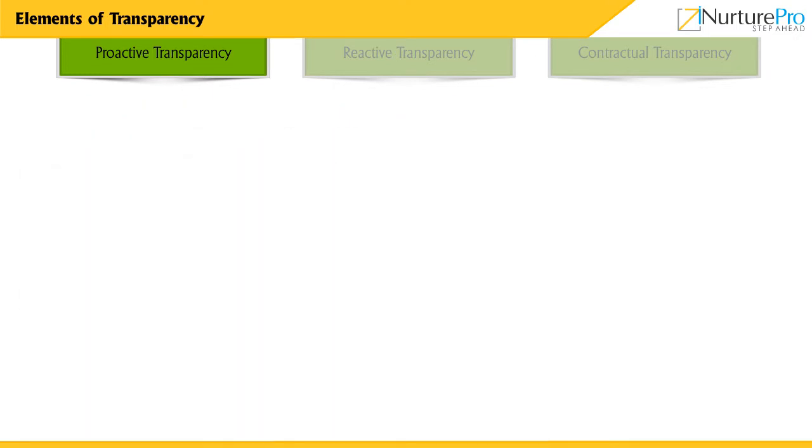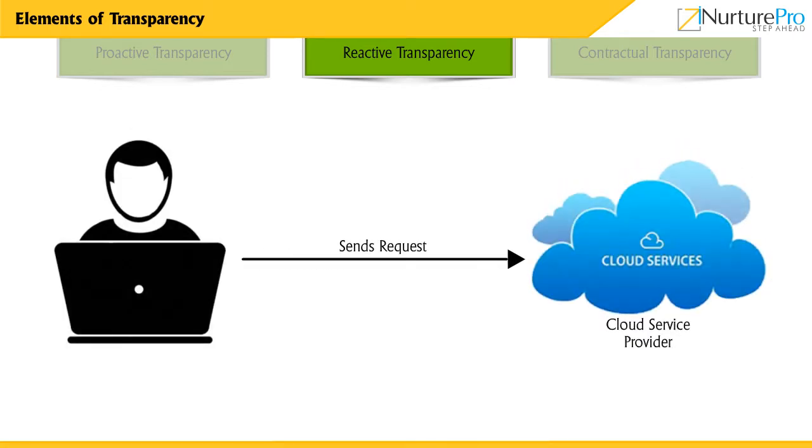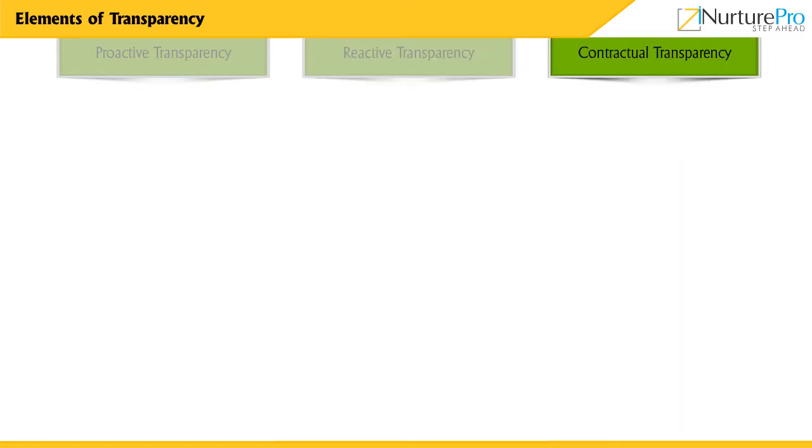Next, let's learn about reactive transparency. Reactive transparency involves a request-driven approach where a cloud service provider is expected to respond to a user's specific request. It emerges from a request-response routine between a cloud service customer and cloud service provider for the latter to provide additional information. Lastly, let's learn about contractual transparency.